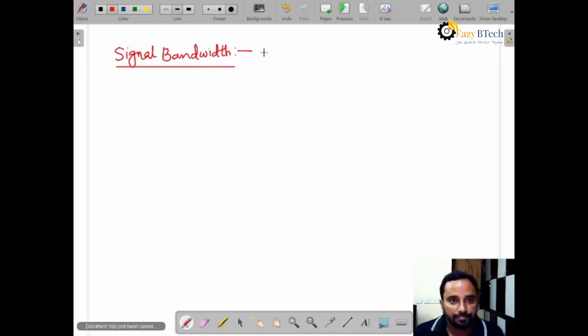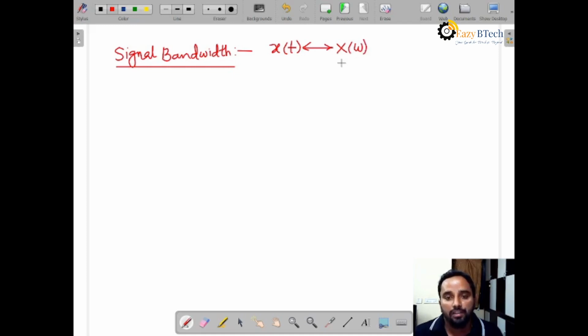Generally, consider a continuous time signal x of t. We are going to apply the Fourier transform of this x of t, which will be represented as X of omega. If you plot this X of omega, that plot we call the spectrum of x of t.